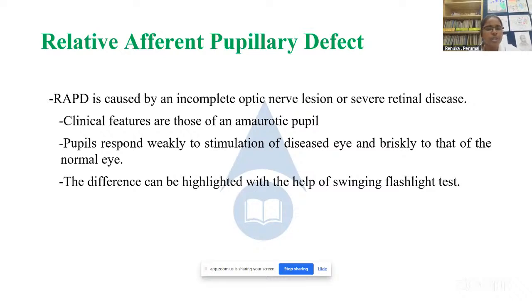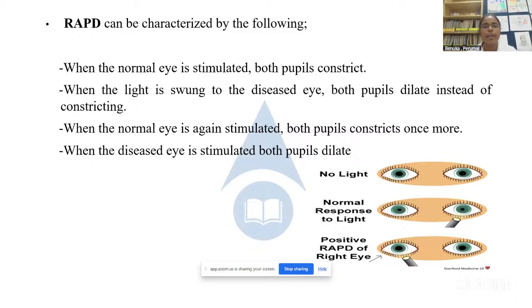Here, the clinical features are those of an amaurotic pupil, where there will be an incomplete optic nerve, and the pupils will respond weakly to the stimulation of the diseased eye and briskly to that of the normal eye. So here we can see the difference that can be highlighted with the help of the swinging flashlight test.